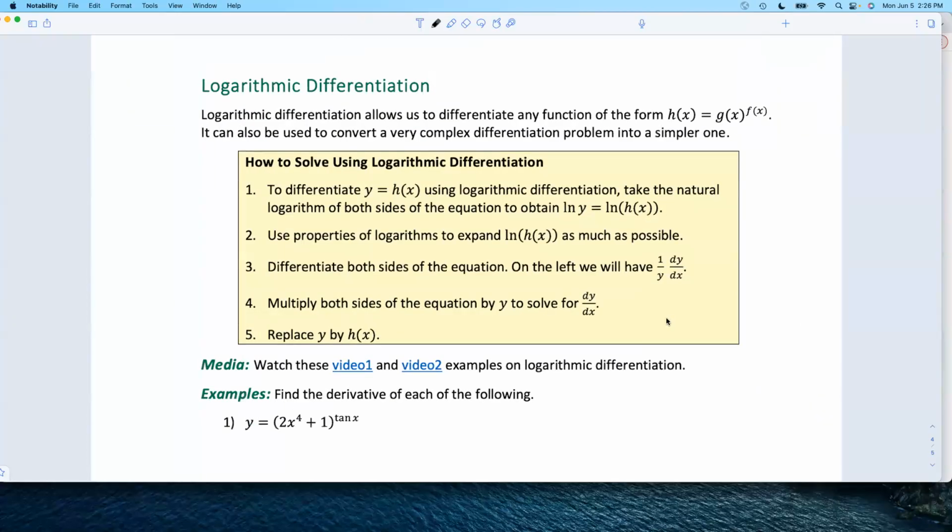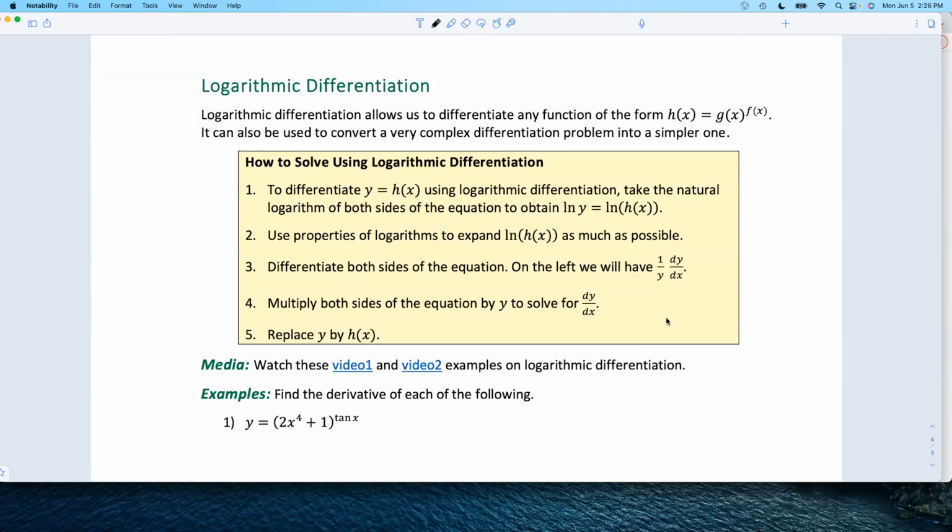Okay, logarithmic differentiation is a trick that we use to take derivatives of stuff we otherwise wouldn't know how to do derivatives of, or to make really hard problems slightly easier. Okay. And the trick is we're using implicit differentiation.